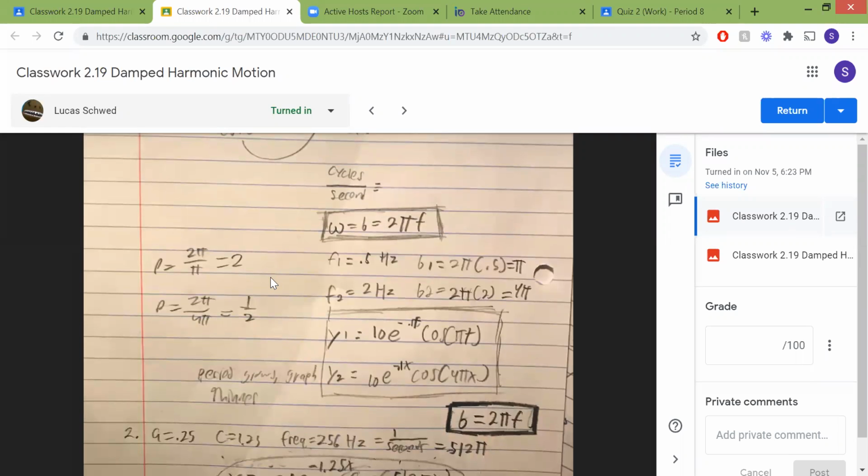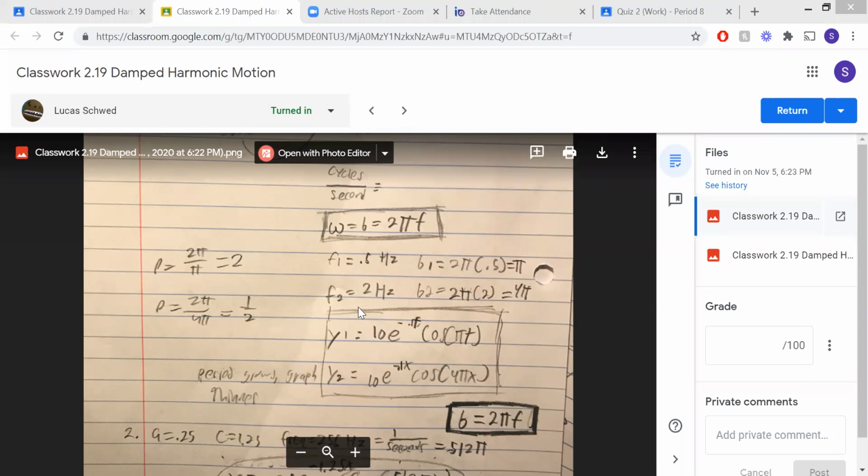And using other parts of the word problem, such as displacement of 10 centimeters, which gets us the amplitude, and the damping constant, we'd be able to get for both functions basically 10e to the power of negative 1x, or t would be, x would replace t, that's what I did, cosine, and then you plug in both pi t or pi x and 4 pi t or 4 pi x.